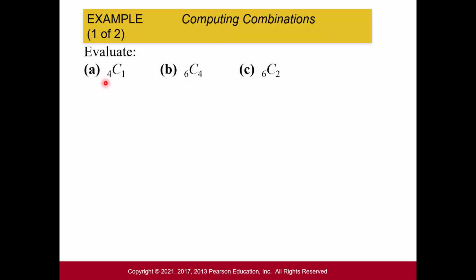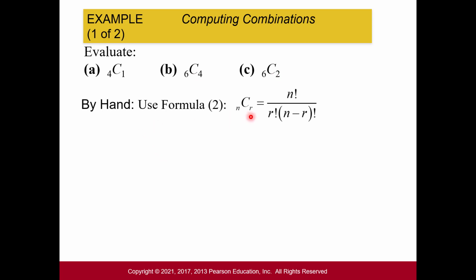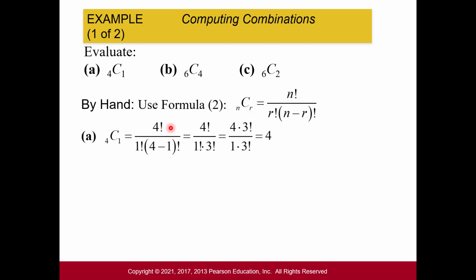All right, so let's calculate the following. 4 choose 1, 6 choose 4, and 6 choose 2. So using our formula for the first one, the numerator is 4, so 4 factorial. And then where there's an n on bottom, we're going to put 4, and we're going to choose 1 from that. So 4 minus 1 factorial. And then our extra r right here, this was 1 in this case, so 1 factorial. So the denominator simplifies to 1 factorial times 3 factorial. But remember, we talked about it, 1 factorial is just 1.